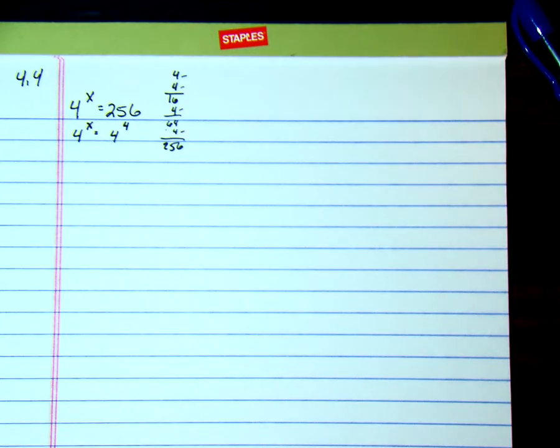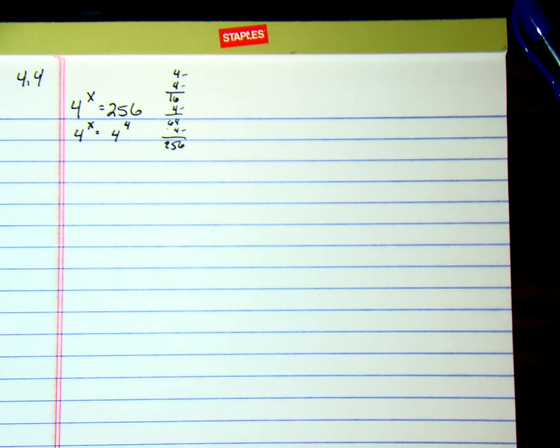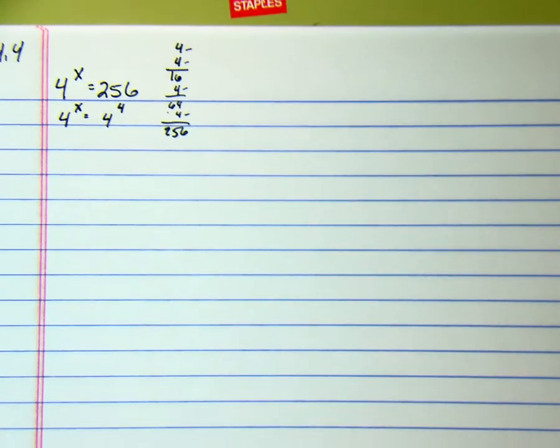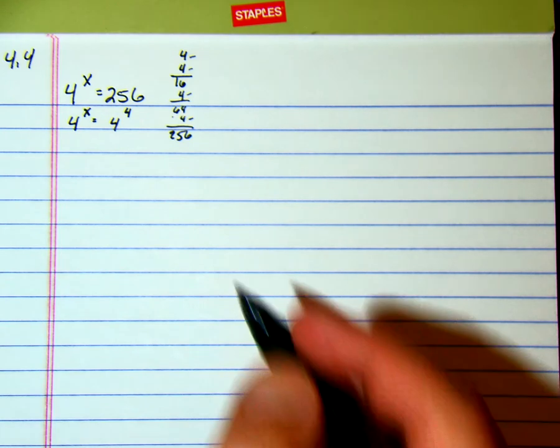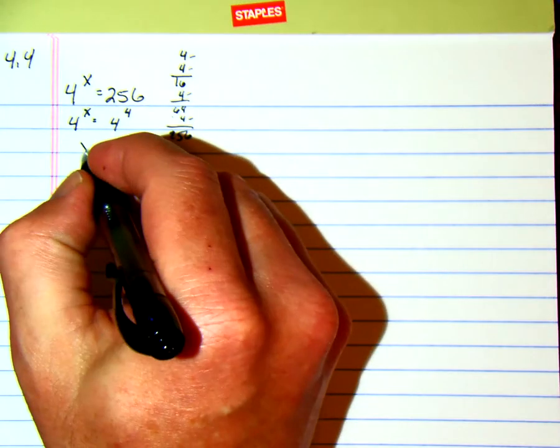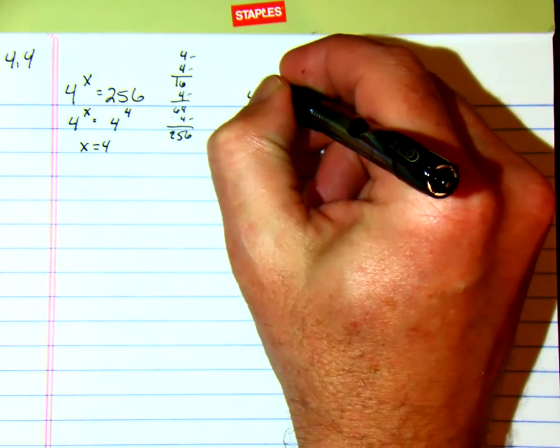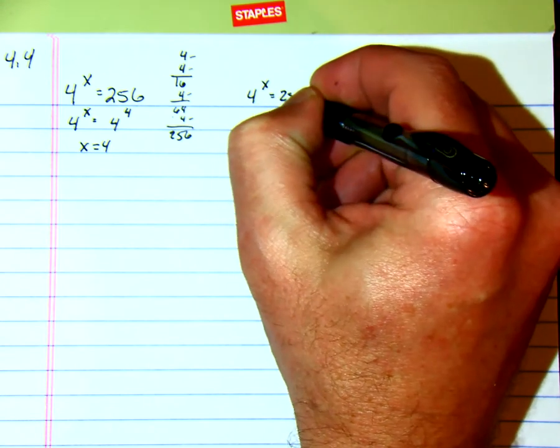So what that means is we're going to solve this and say x is equal to 4. Now I said there are multiple ways to solve this. Excel is not going to know which way you went. So here we're going to do it a different way. We're going to go 4 to the x is equal to 256.